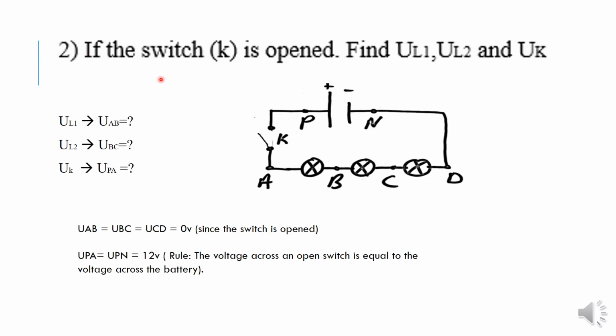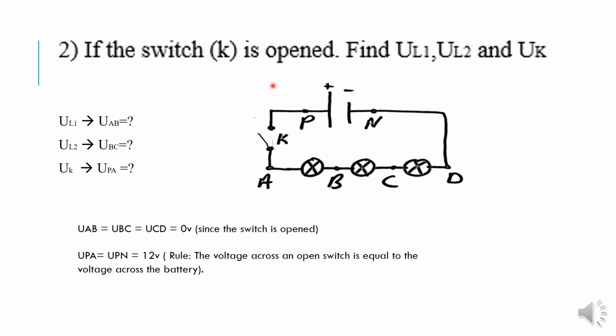Part 2, if the switch K is opened, find UL1, UL2 and UK. So the switch is open. I have to find the voltage across the first lamp, the second lamp, and the voltage across the switch. UL1, which means UAB. So lamp 1 is between 2 points A and B. So I can write UAB or UL1, it's the same. Since the switch is open, UAB equals UBC equals UCD equals 0 volts. Why? Since the switch is open, the current is not flowing in the circuit.